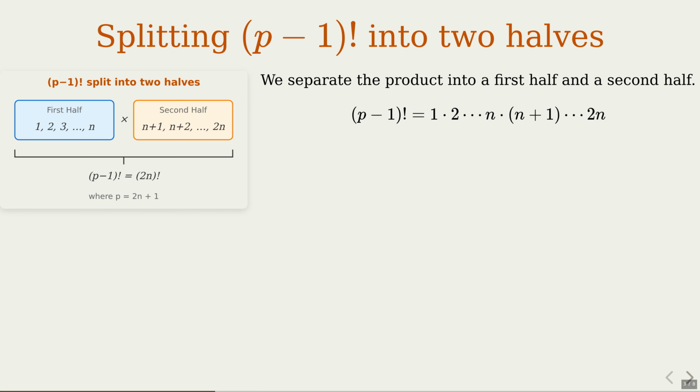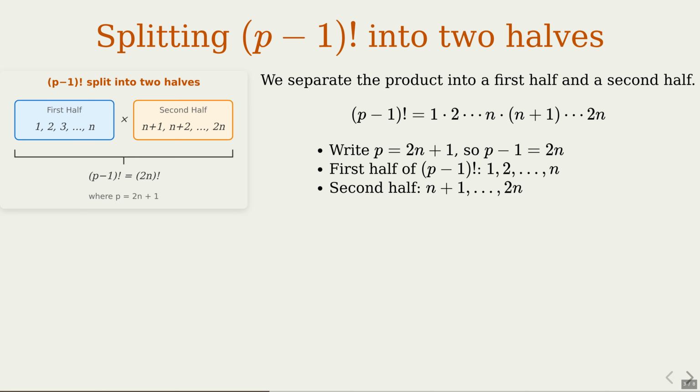The first half of the product is just all the positive integers from 1 up to n, whose product is n factorial. The second half runs from n plus 1 to 2n, and this is the part that will turn into something like the first half, but with signs. So the second half contains exactly as many terms as the first half.